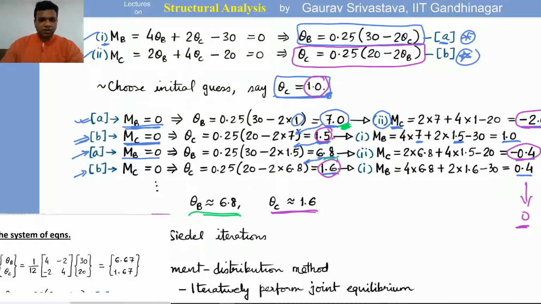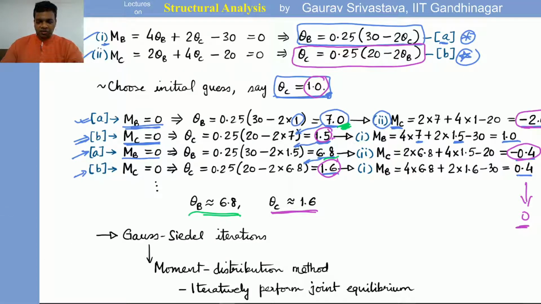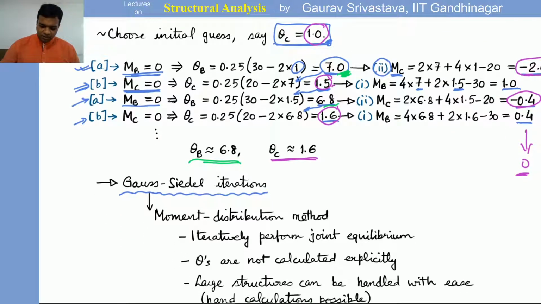So in this manner, this iteration scheme is converging towards the exact solution, and this type of iteration scheme from a linear algebra perspective is very close to the Gauss-Seidel method. This Gauss-Seidel method gives us a way to iteratively find solutions of linear system of equations. Similarly, the moment distribution method allows us to iteratively solve the equilibrium equations of joints, which we generated using slope deflection method.